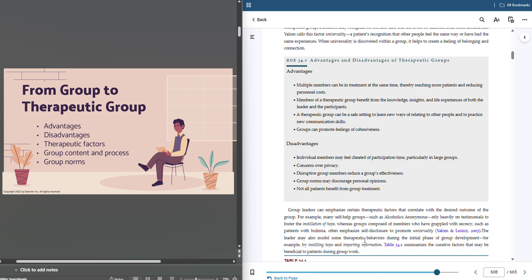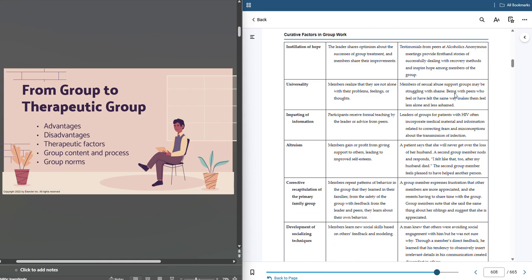Now, therapeutic factors were created by Irving Yalom, which identified core principles of a group that make it therapeutic, causing healing and creating change. And you can see this also in table 34.1 on page 608.